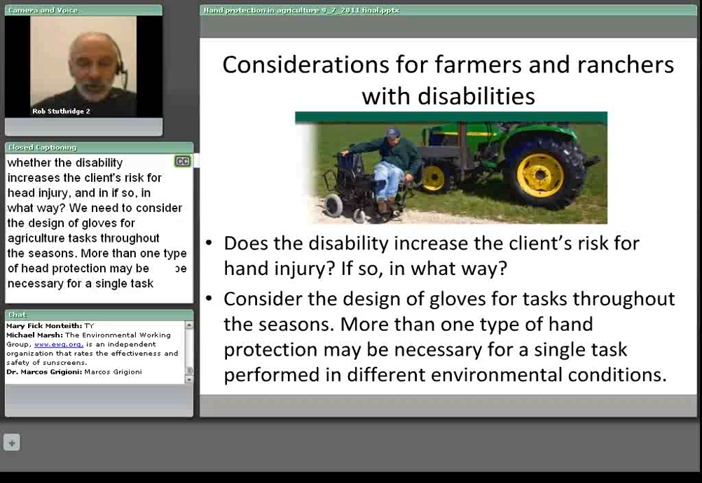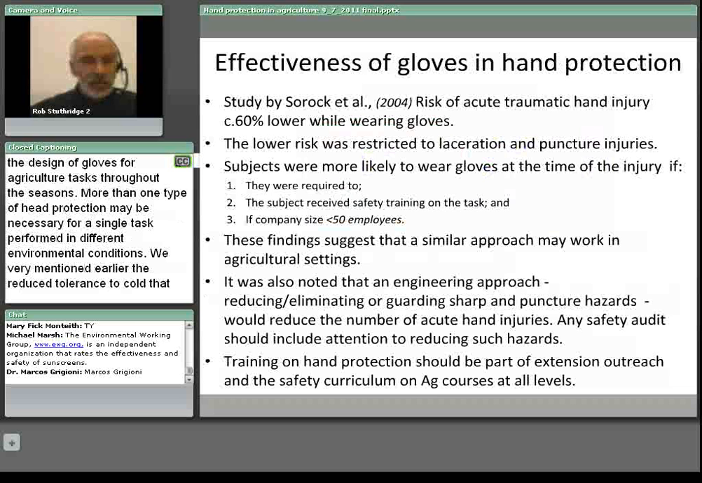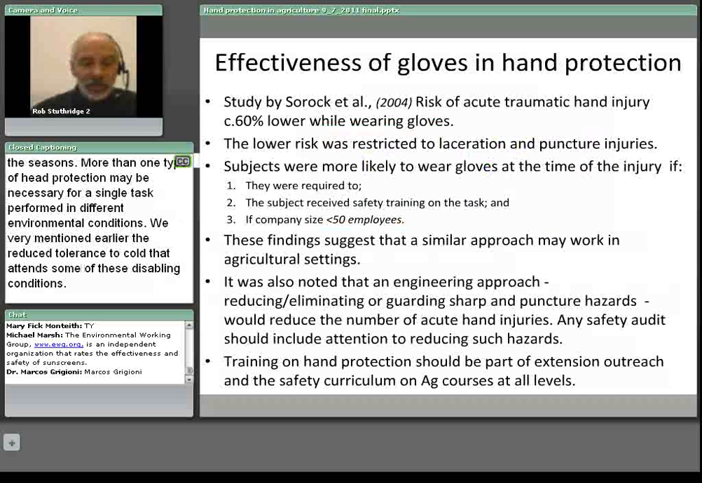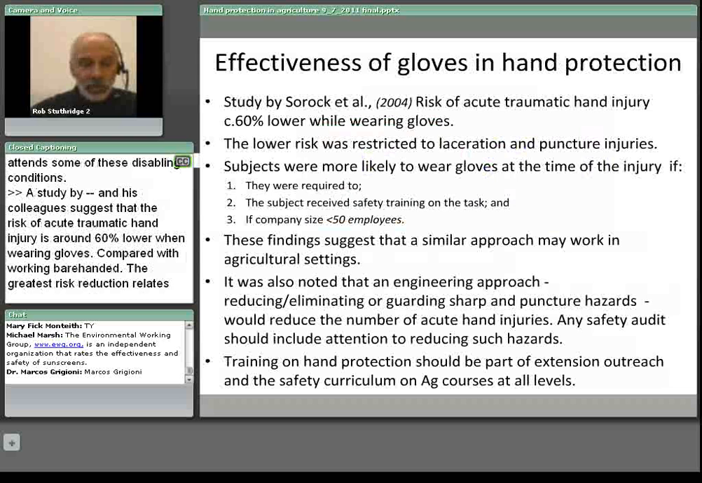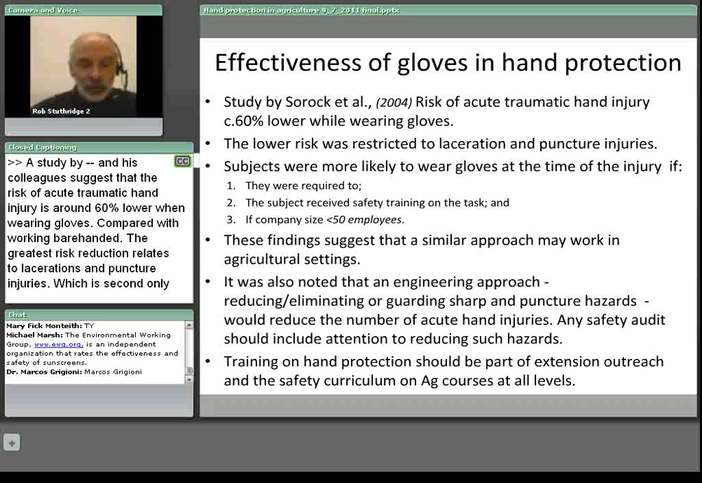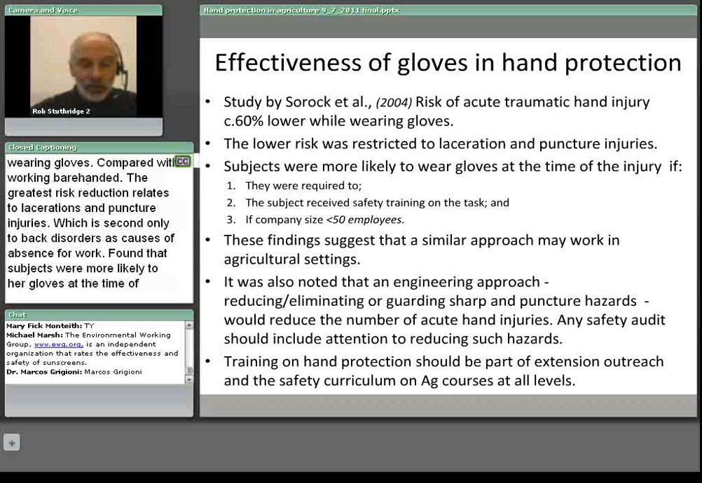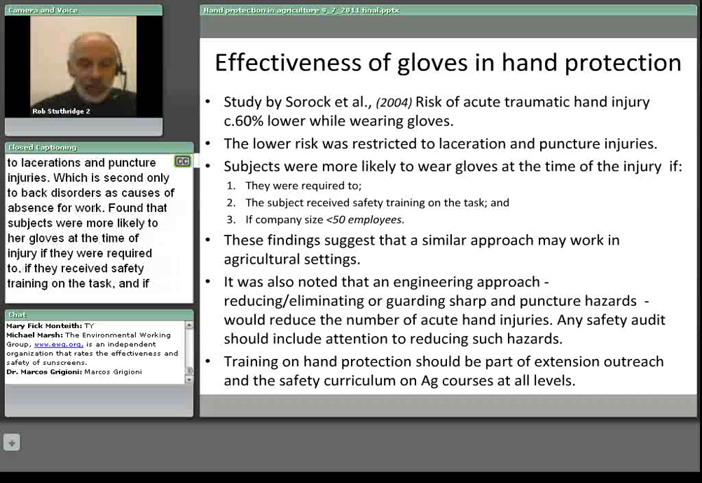A study by Sorek and his colleagues suggests that the risk of acute traumatic hand injury is around 60% lower when wearing gloves compared with working barehanded. The greatest risk reduction relates to lacerations and puncture injuries, which are second only to back disorders as causes of absence from work. Sorek found that subjects were more likely to wear gloves at the time of injury if they were required to, if they received safety training on the task, and if the company size was less than 50 employees. So these findings do suggest that a similar approach might be appropriate in agricultural settings.